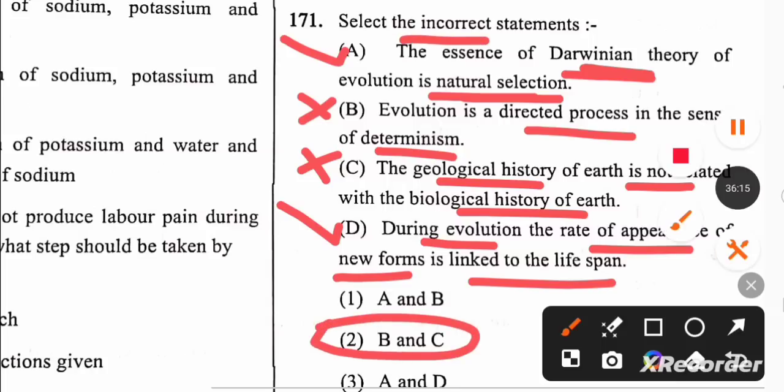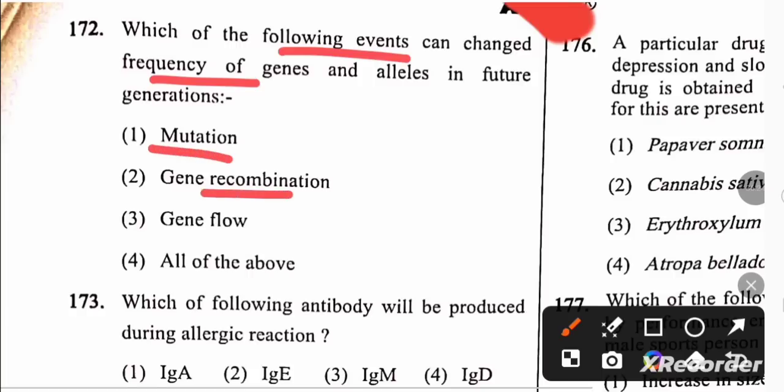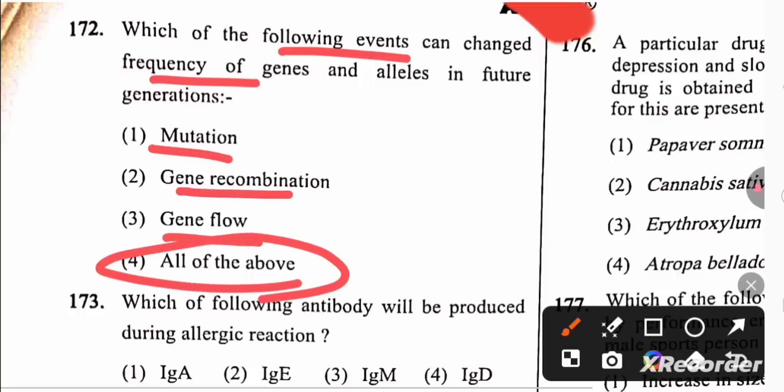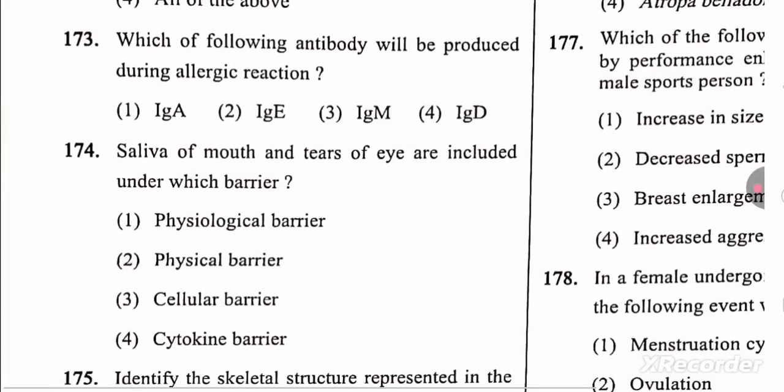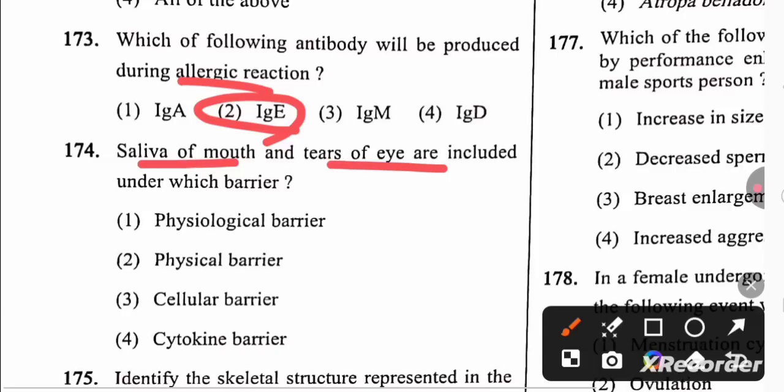Next question is very easy. Which of the following events can change the frequency of genes and alleles in the future? Mutation, genetic recombination, gene flow. All of the above is the right answer. Another question also very easy. Which of the following antibodies will be produced during allergy? That is IgE. IgE will be produced. Saliva of the mouth and tears of the eye are included under the barrier. Which barrier? They are physiological barriers.